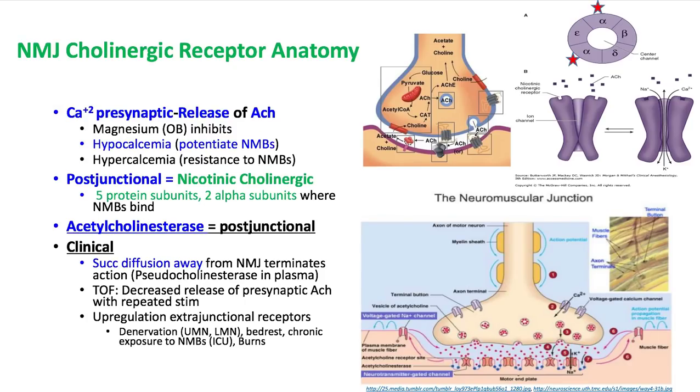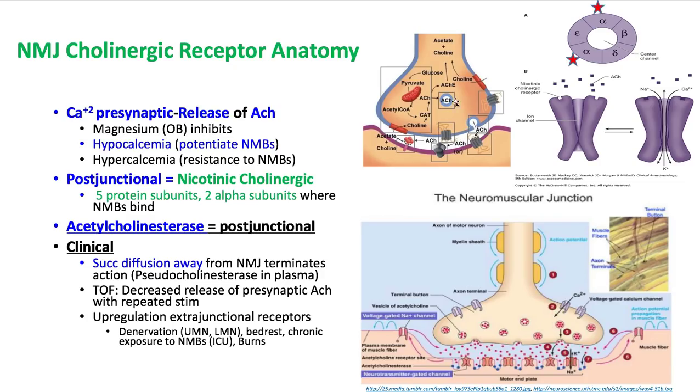Let's move on to neuromuscular junction cholinergic receptor anatomy now. And we'll start with the presynaptic area. As a nerve signal comes down, you have acetate and choline with acetylcholine little vesicles sitting presynaptically ready to be released.